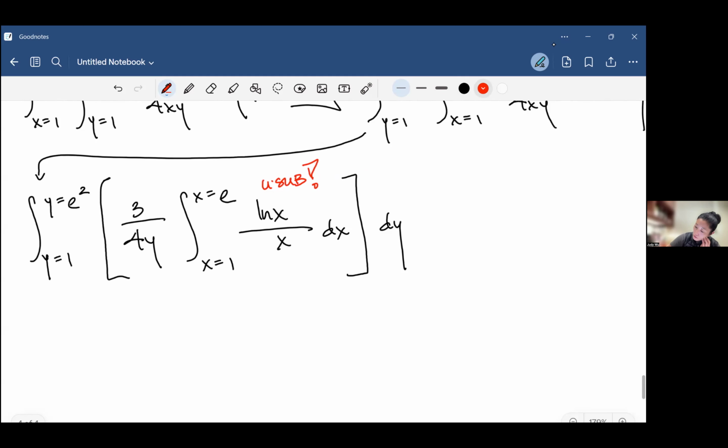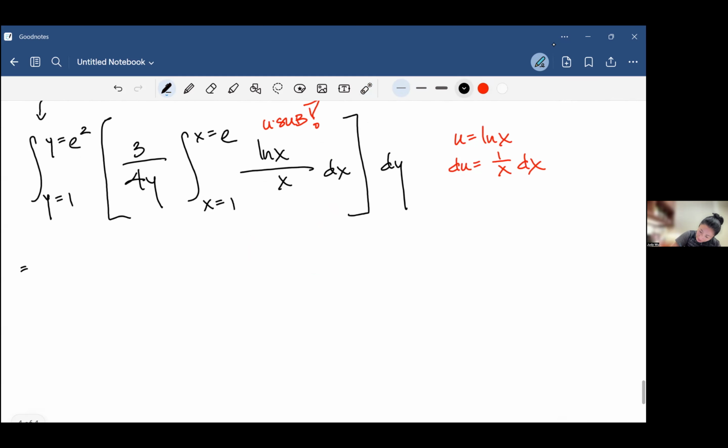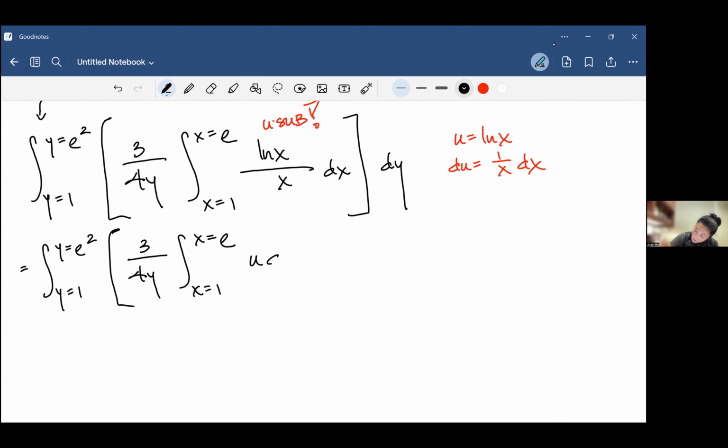So if I'm going to do u substitution, we can let u equal natural log x. And that's really nice because du is 1 over x dx. So this 1 over x dx gets completely substituted by a du, okay? All right, what does that give us? The integral of y equals 1 to y equals e squared. Got my constants out here, 3 over 4y. Integral of x equals 1 to x equals e of u du, right? That's what I'm actually integrating. All right, so let's actually find our integral now.